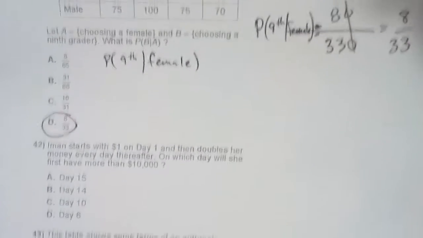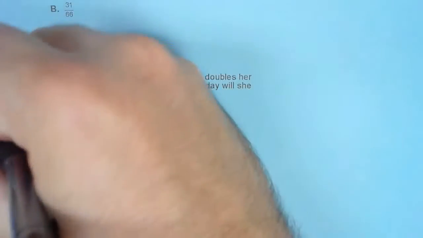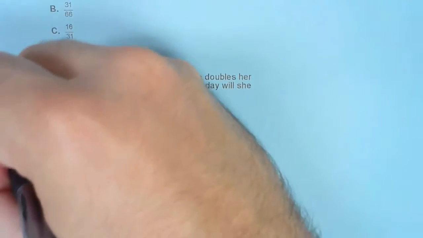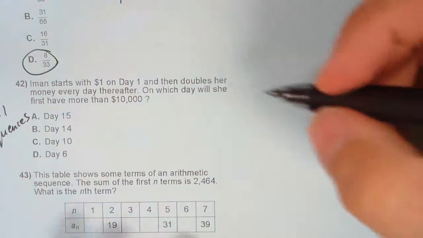Okay, let's look at number 42. Iman starts with $1 on day 1 and then doubles her money every day thereafter. On which day will she first have more than $10,000? So this is a thing we'll actually talk about more in 10.1, which is called sequences. We can kind of figure this out by ourselves.